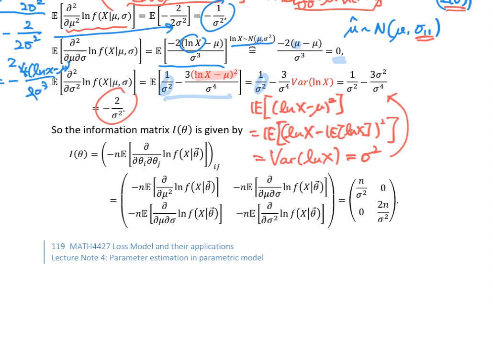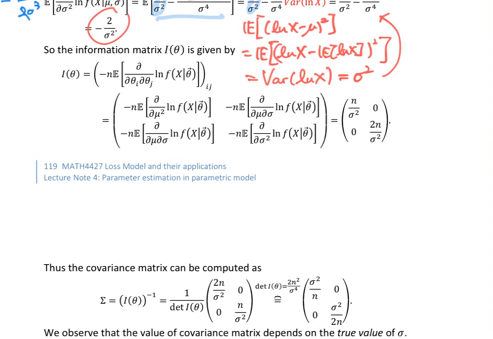A diagonal matrix. Now, in order to obtain your covariance matrix, you have to get the inverse of that. Remember, the covariance matrix will be equal to the inverse of this I(theta). Because this is just a diagonal matrix, remember the inverse of any diagonal matrix is just the reciprocal of each diagonal entry, so you will get something like this as your inverse.